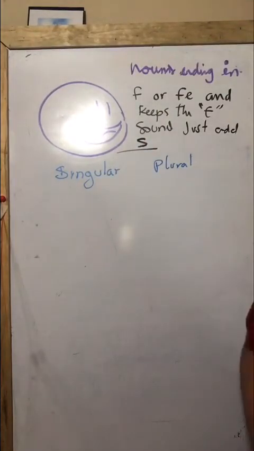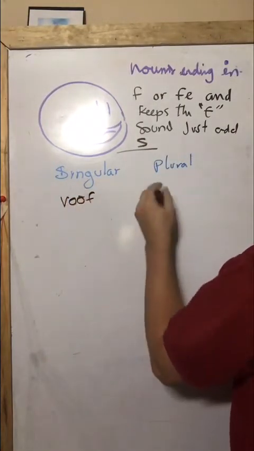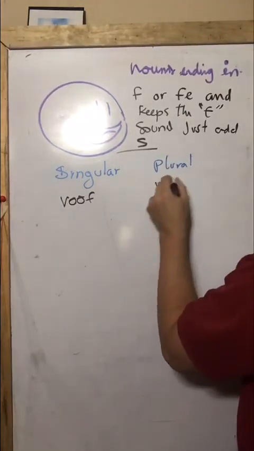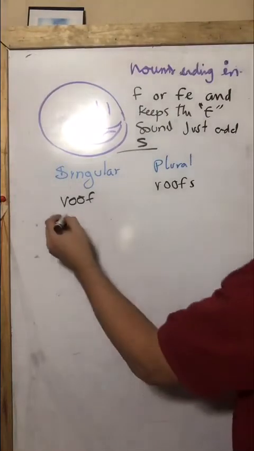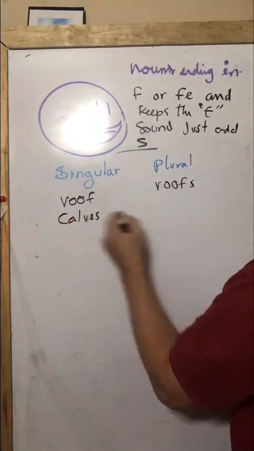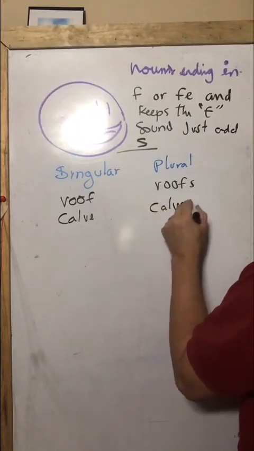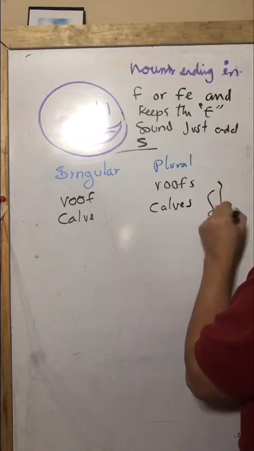Okay, so for an example, we have roof, roofs, or calves and calves. Oh, sorry, calves. This is this part of your leg, if I'm not incorrect.